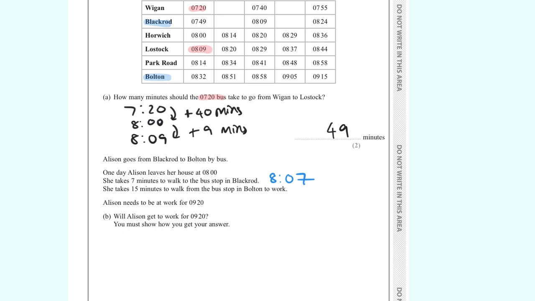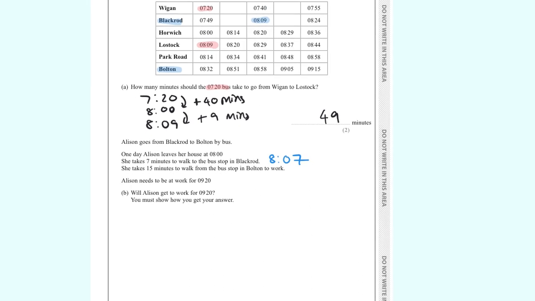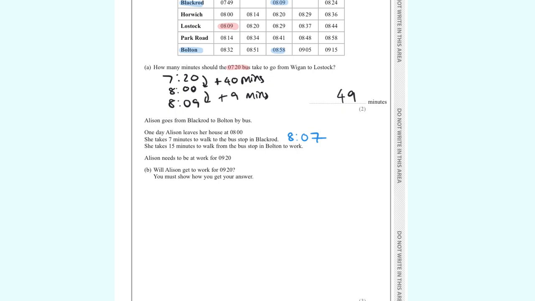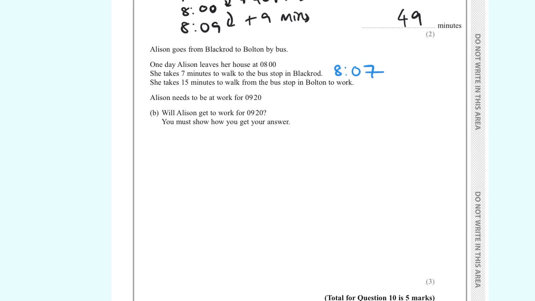Alright, so the bus that we can get, if we're at Blackrod, we can't get the 7:49, she's missed it, too late. We could get the 8:24, but there's one we can get earlier, and that's the 8:09. That is our bus. Alison, hop on. She's hopping on the 8:09 bus, and she's got to get to Bolton from there. So she gets off the bus at 8:58. So let's first put some of the stuff down so we can get the marks, because it does say you must show how to get to your answer.